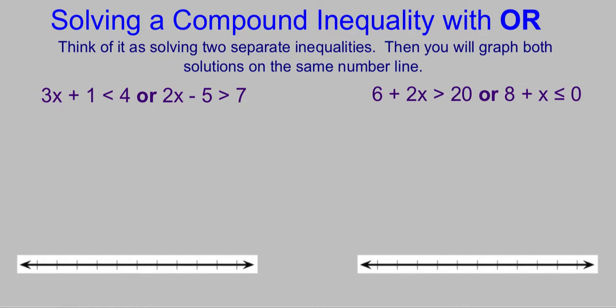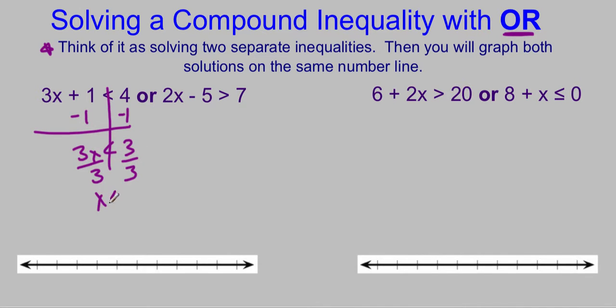Next one is called an "or" inequality. Best way to do it is think of it as two separate inequalities. You're just going to happen to graph both of them on the same number line when you're done. So start with this one here. 3x plus 1 is less than 4. So I'm going to solve this one. It's independent of my other one. I'm going to divide by 3. x is less than 3.